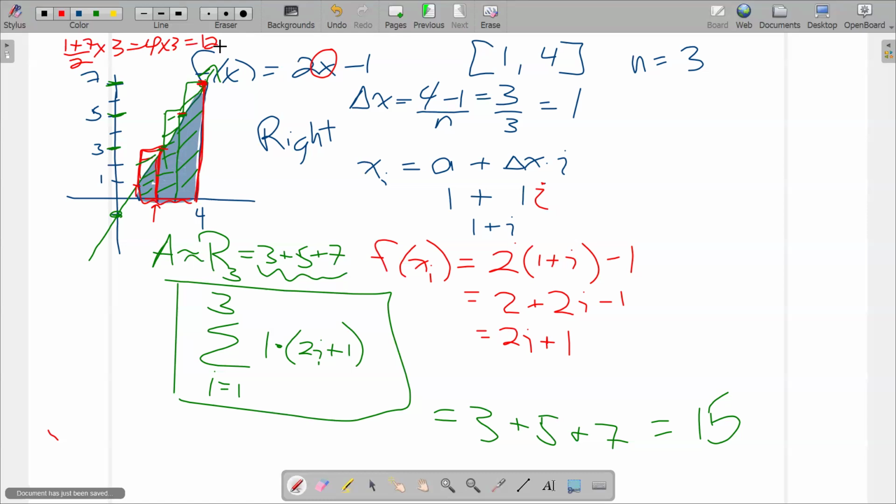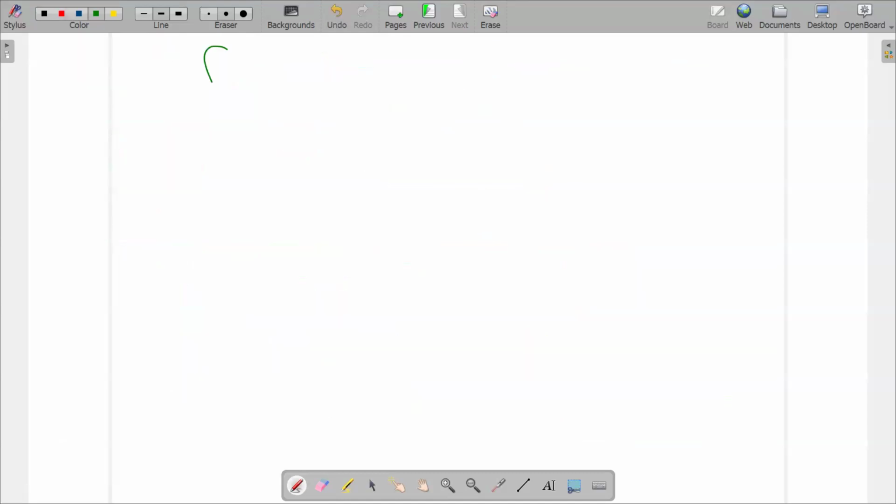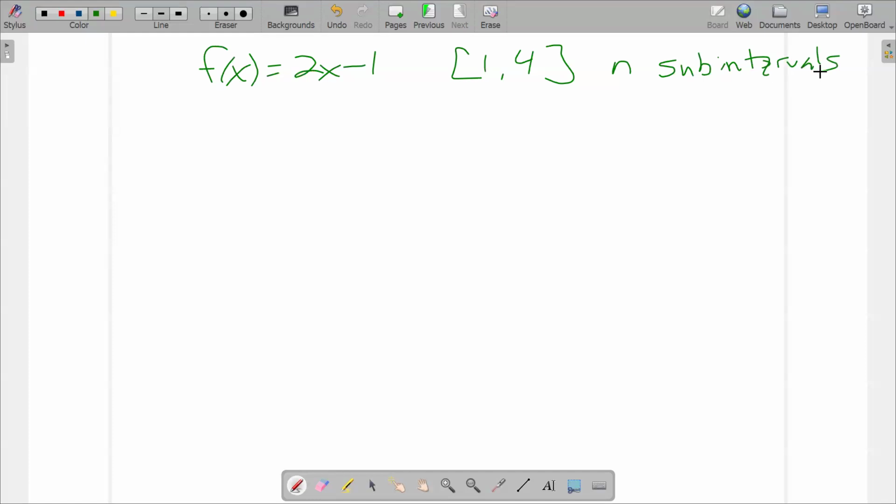All right, so let's do it again. This time we're going to let n be n and see what happens. So starting with f of x equals 2x minus 1 on the interval from 1 to 4, we're just going to go with n subintervals. Delta x is always the width of the interval divided by the number of rectangles. So for us, that's 4 minus 1 or 3 over n.